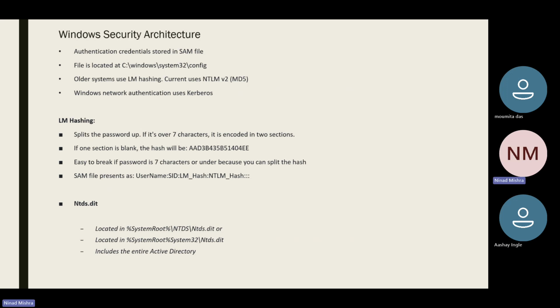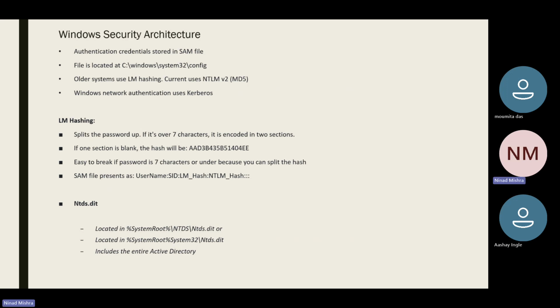Windows network authentication uses Kerberos. Kerberos, what is that? I'll tell you in the coming slide. First I'll explain what exactly LM hashing is. LM hashing is something which will split your password up. Of course, it has to be over 7 characters. So let's say if it is 14 characters, it will break those 14 characters into two.